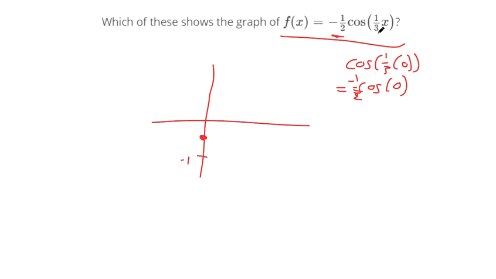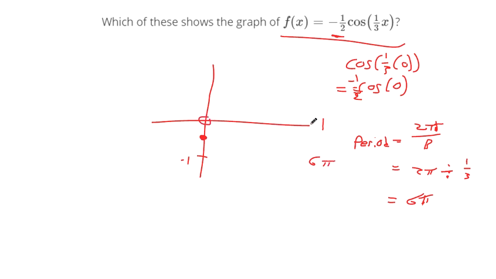And then we want to know how long it takes until this thing starts repeating itself, so you can use the formula for the period. The period is 2 pi divided by b, where b is the coefficient of x. So this is 2 pi divided by 1/3. We know how to take care of that fraction: we flip and multiply. So this thing repeats itself after 6 pi units.